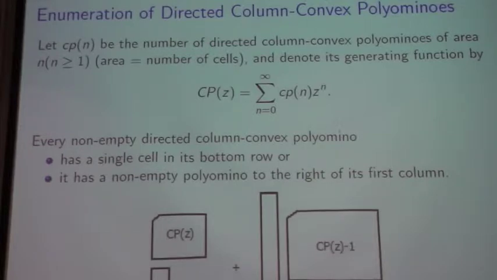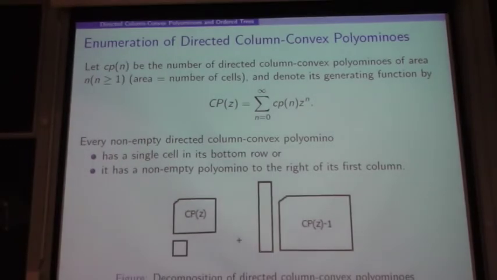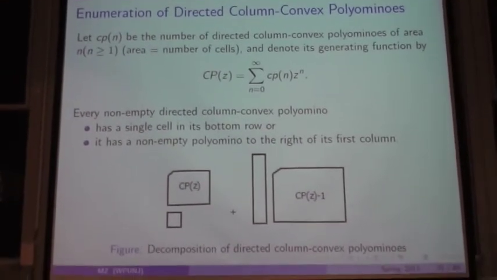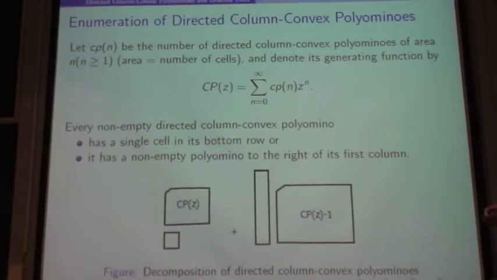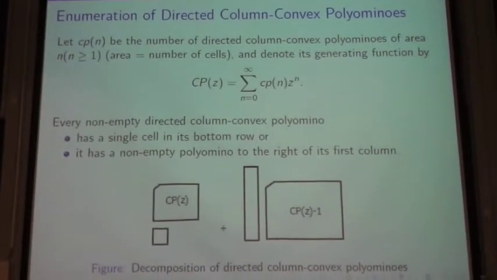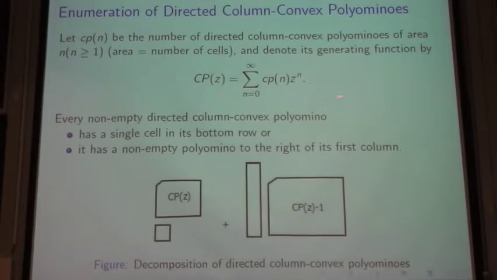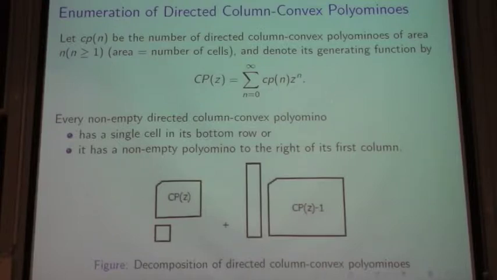Now I get to your question. I intentionally wanted to do the iterative function later. So let's try to enumerate either the directed column convex polyominoes or the number of ordered trees of height at most 3. This one is quite easy to enumerate in terms of generating functions. You look at the structure here. Any directed column convex polyomino, if you assume that it is non-empty, is going to be either like this, where the bottom row has exactly one cell, or the bottom row is going to have more than one cell. Okay?